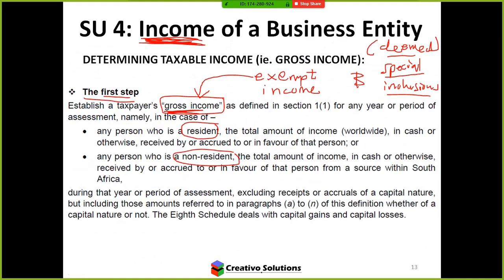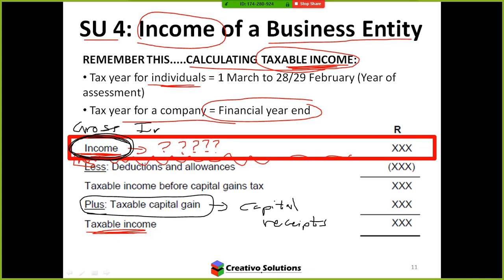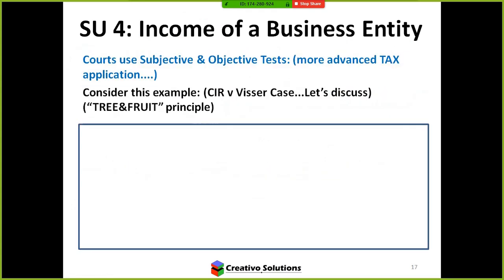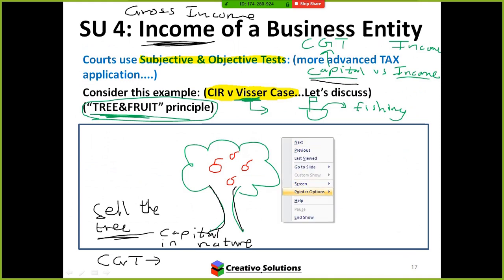Remember this diagram here? There's the capital gains tax. This is where capital receipts go. Capital receipts are included as part of the capital gain, not as part of gross income. This gross income is what we're determining. So the rules tell me what to include here in terms of income, not here in terms of capital gain. That's a separate study unit. Does that make sense? Is that clear? Yes. Good. This is important to note because things like capital in nature are excluded.